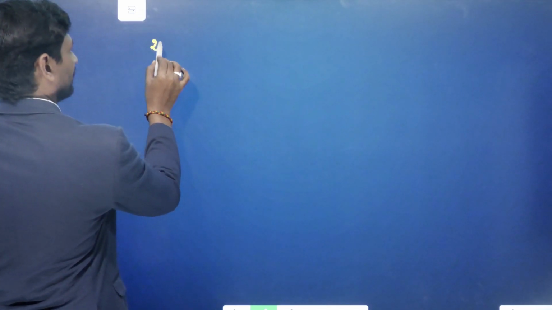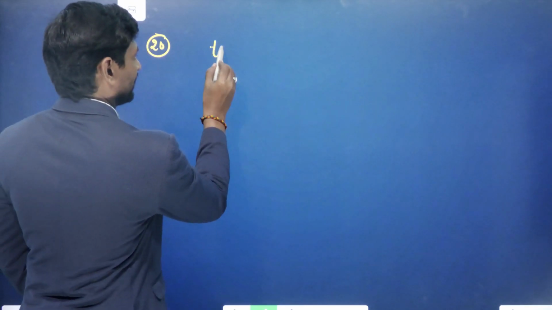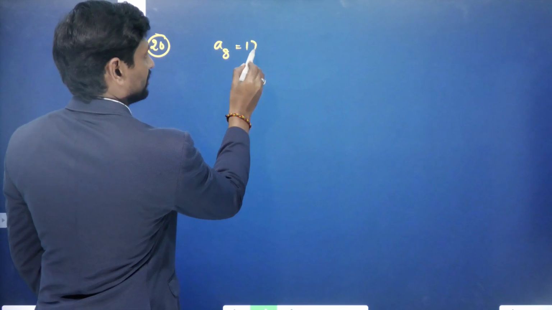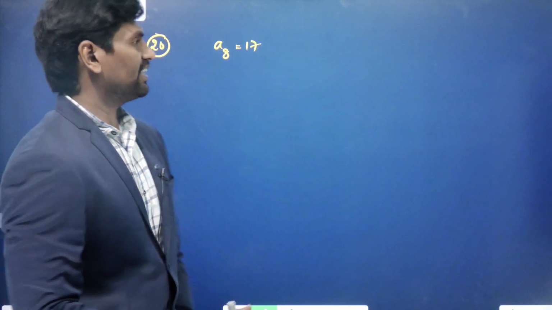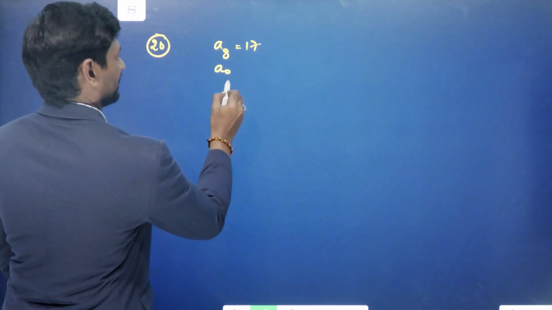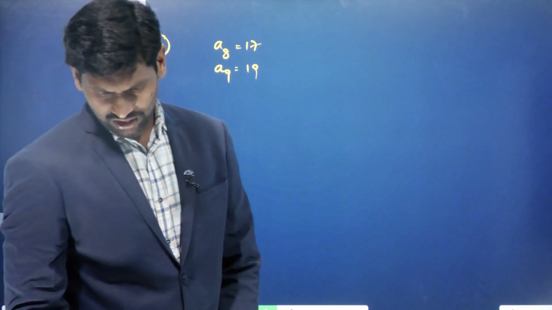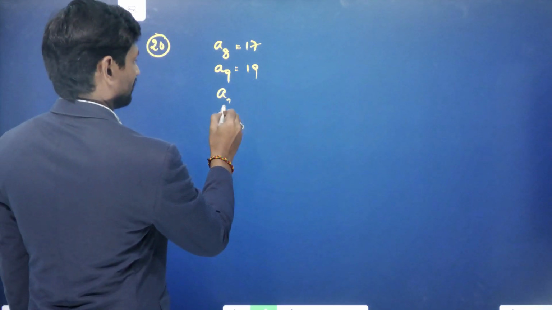Problem number 20. Check the problem. In an AP, the 8th term is 17. The 8th term I can take as T8 or A8, whatever. The 8th term is 17 and the 9th term is 19. The 9th term is A9, which is 19. Then the 25th term we should find, A25.